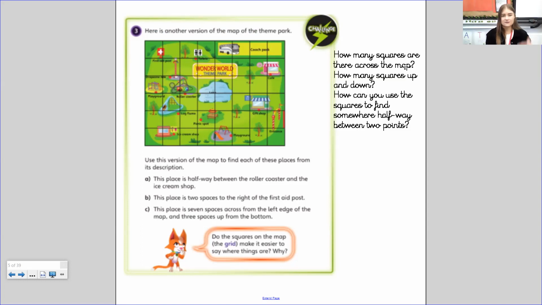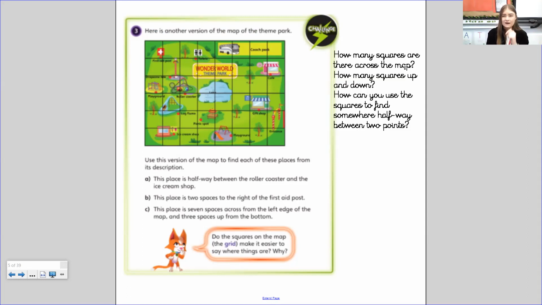How many squares up or down the map? We've got 8 across and 6 down. Okay, so how do you think it would help? Because question 1 at 3A is asking us to find somewhere halfway between something. How will the squares help us find halfway? Because we were doing it before.